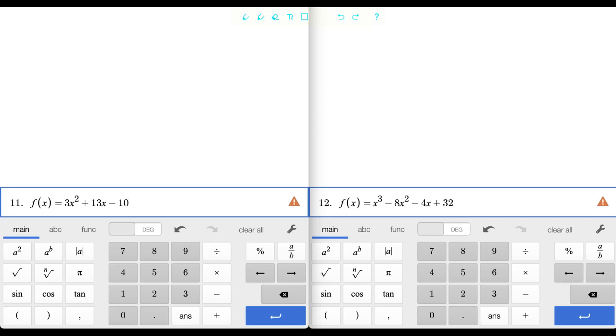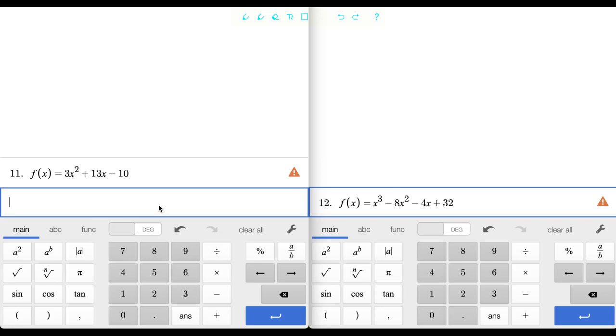Directions are find x such that f of x equals 0. So we're going to have to factor these problems, solve for the x values when your y values equal 0. If you just analyze real quick the difference between 11 and 12, 11 is a quadratic, so we should be able to factor this a little bit more simply. Number 12, you have a cubic. We're probably going to have to use synthetic division to find some roots.